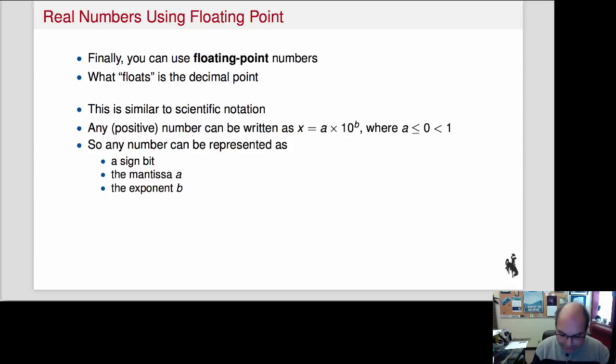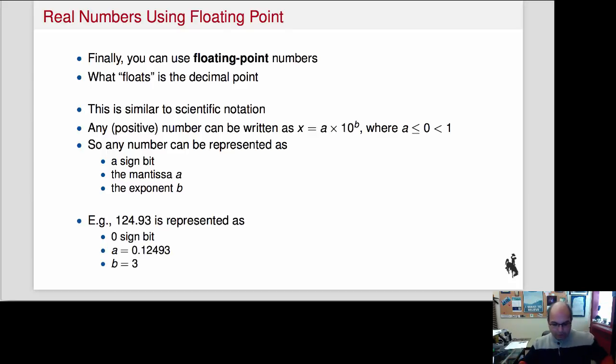So if you have any number, and let's just talk about positive numbers, then I can write it as a times 10 to the b, where a is between 0 and 1, and b is just some integer, right? So those are the components of any number. What we'll have is a sign bit, because I said only the positive numbers. Then I have what's known as the mantissa a, that's the number between 0 and 1, and I have the exponent b, that's what I have to raise 10 to. Basically that tells me where the decimal point is.